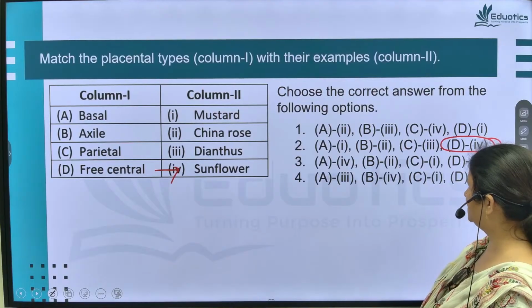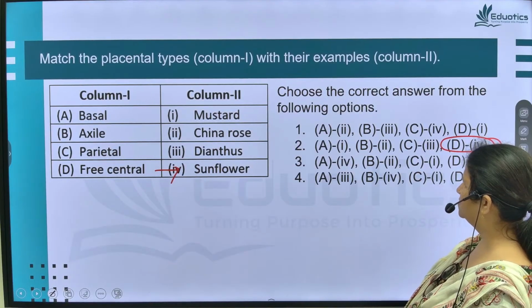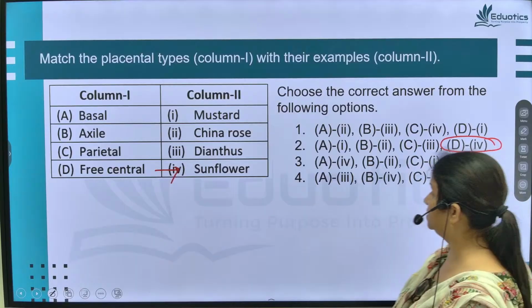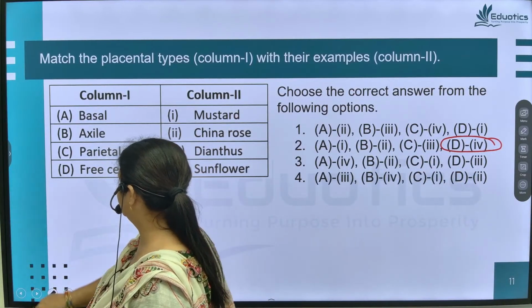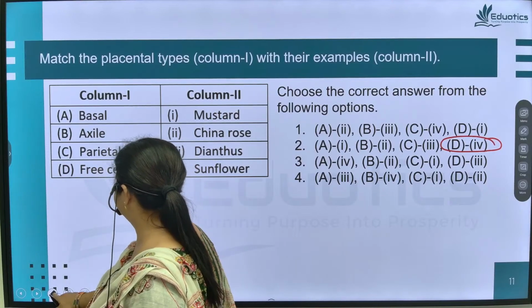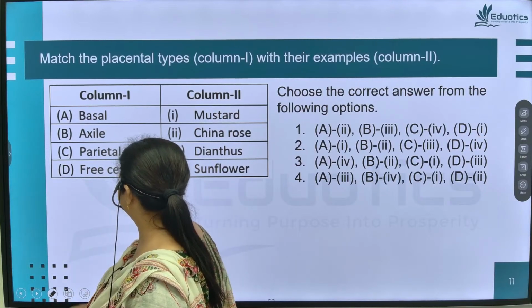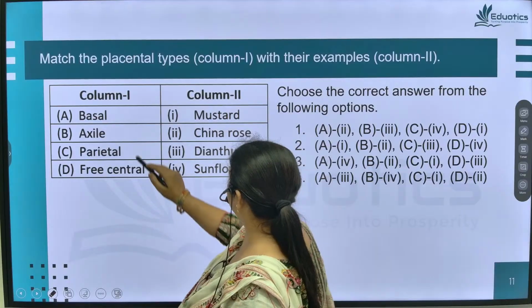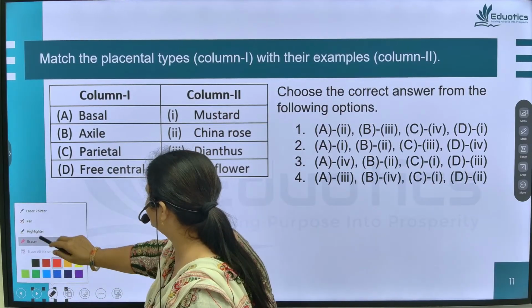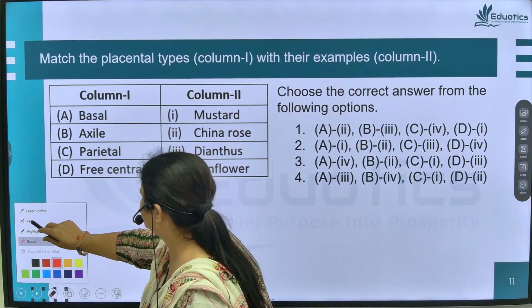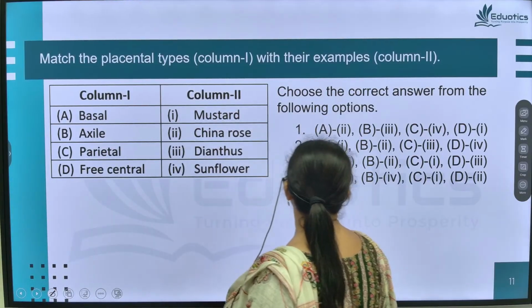For the basal, it is a sunflower. So A goes with the fourth.